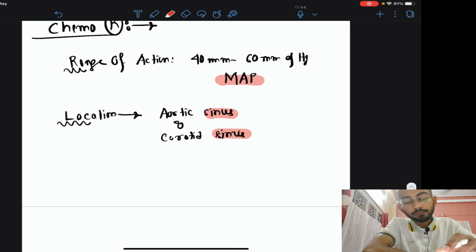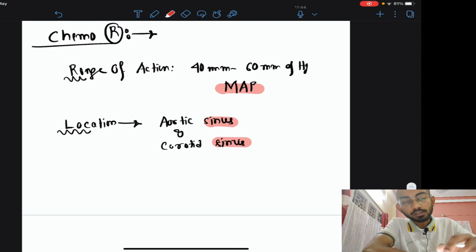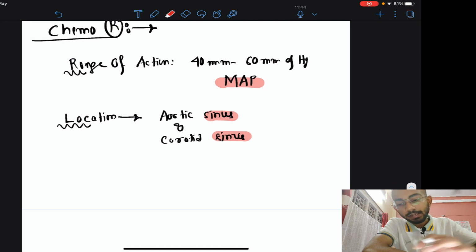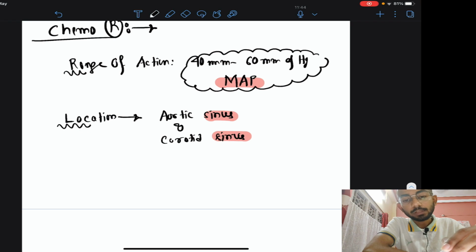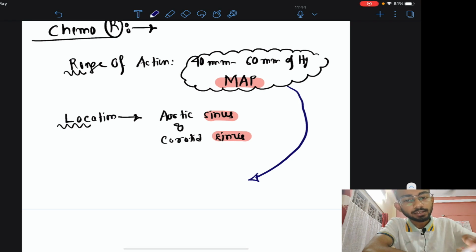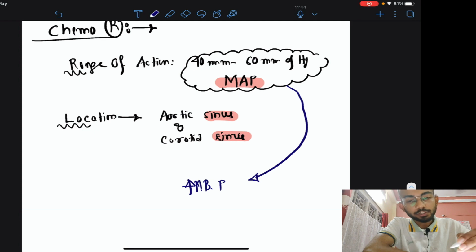Okay, so the only difference lies in the range of action and their location. Rest all the mechanisms are similar. And another thing to note is their range of action, that is 40 to 60 millimeter of mercury. Since they act between 40 to 60 millimeter of mercury, the action that they will do is always increase in the BP, increase in the mean arterial blood pressure.